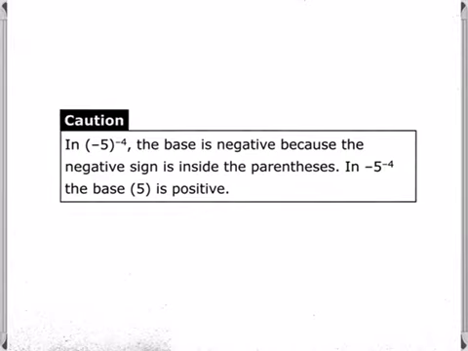In parentheses negative 5 to the negative fourth power, the base is negative because the negative sign is inside the parentheses. In negative 5 to the negative fourth, the base 5 is positive. So unless you have parentheses around it, the 5 is our base and the negative is not, so it won't be taken with the 5. But if there are parentheses around the number, then the negative comes with it.